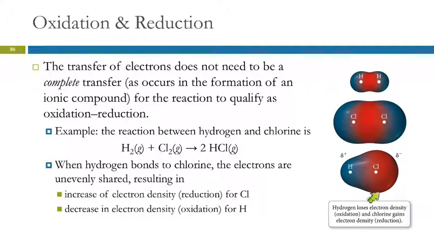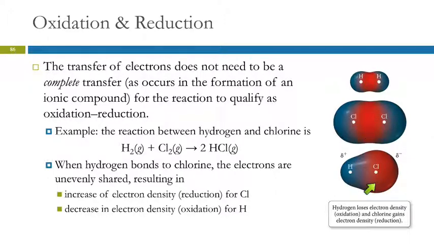Let's look at the picture over here. So we have a hydrogen diatomic molecule and a chlorine diatomic molecule. These two hydrogens are sharing electrons. That's what's holding them together in the bond, and so we see there's this increased electron density between the two atoms. Same thing occurs with the chlorine. Two identical atoms are going to share equally.